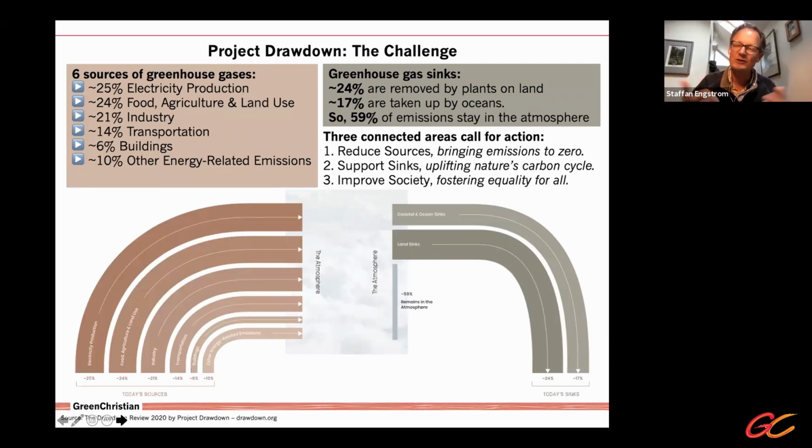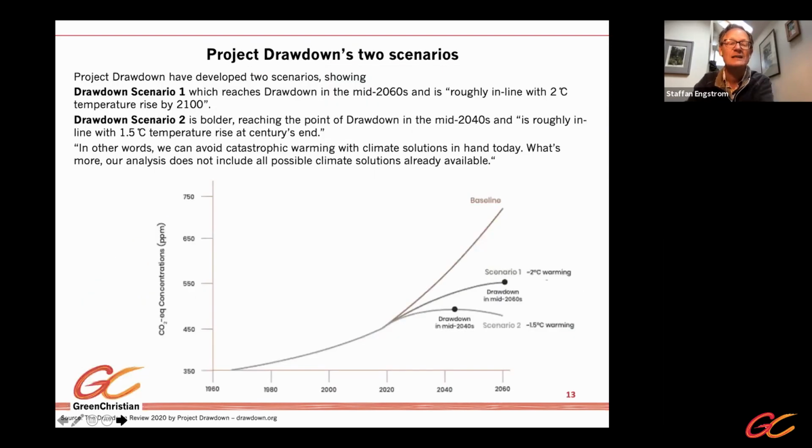And the whole process of drawdown is saying, at what point do we start drawing down the amount of CO2 going in and taking it out? Not just reducing, but actually we start to reduce the amount of CO2, and that's the core focus of Project Drawdown. And you can see that here.